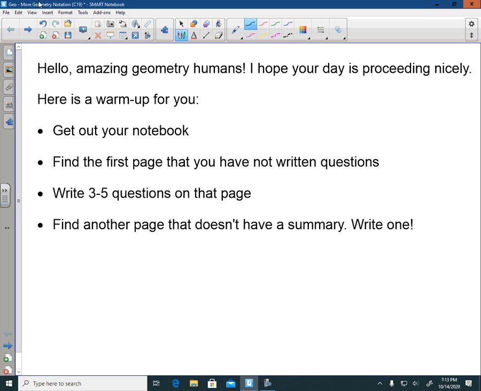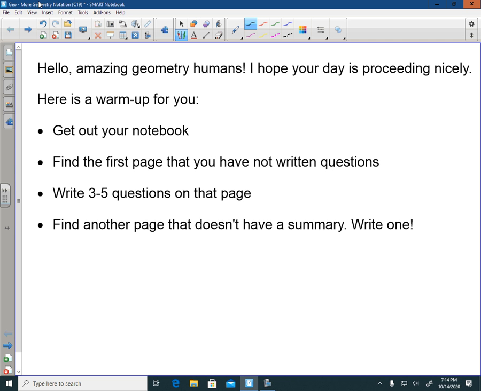So the first thing to do is to get out your notebook. We're still kind of every day looping back before we take new notes. You're looping back and reviewing your old notes. And so what you're going to want to do is get back to that first page where you have not written questions. And that's going to be maybe just the last set of notes, but maybe it's further back because you haven't reviewed in a while. So get in there and get some of those questions written for your notes.